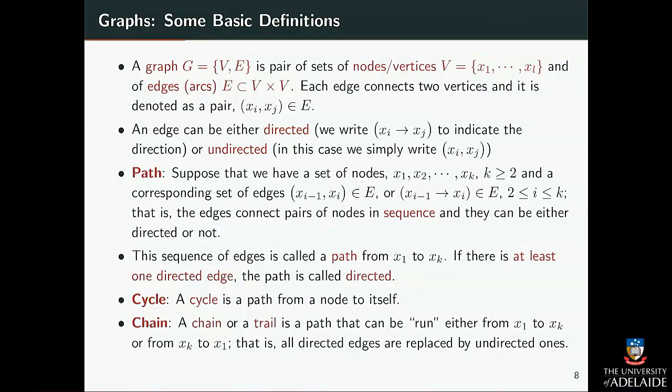You know, a path from x1 over x2 is in fact a directed path if there is at least one edge which is directed. Now, a cycle is just a path that closes on itself on the first node. And this is a definition which is quite useful. The definition of chain or trail is something that can go in one direction and vice versa, right? So this is what happens when you take a directed path and you essentially replace all of them by undirected.